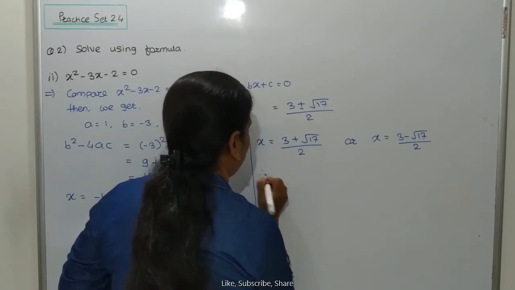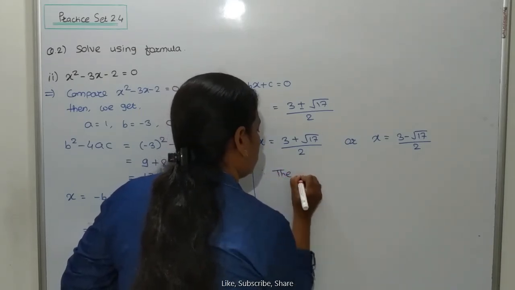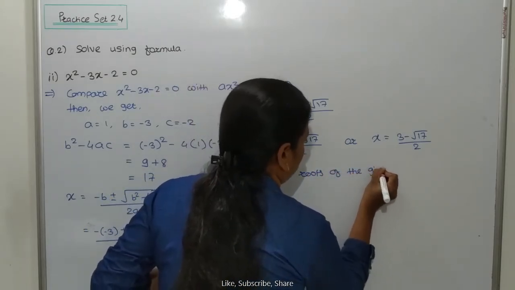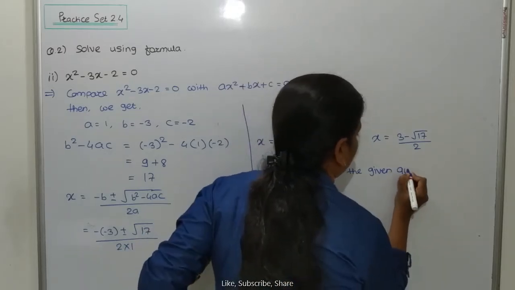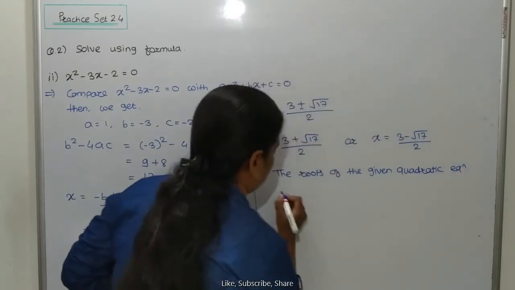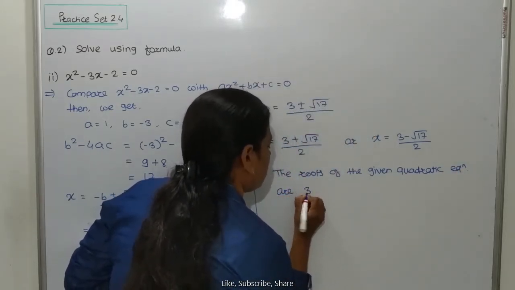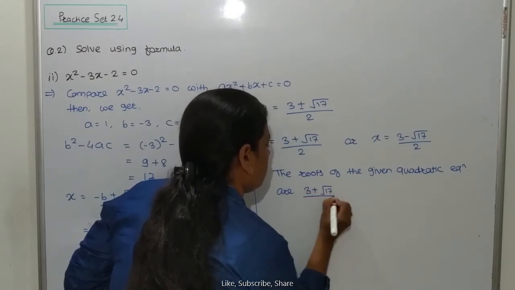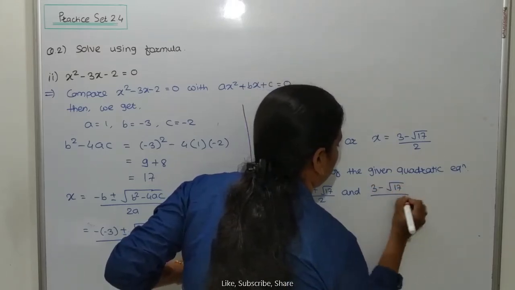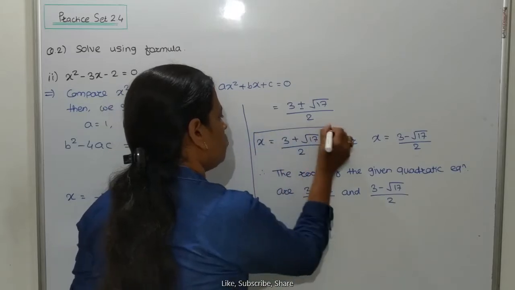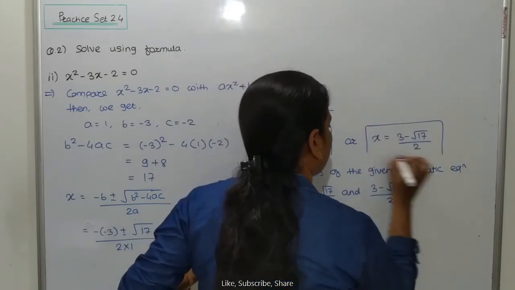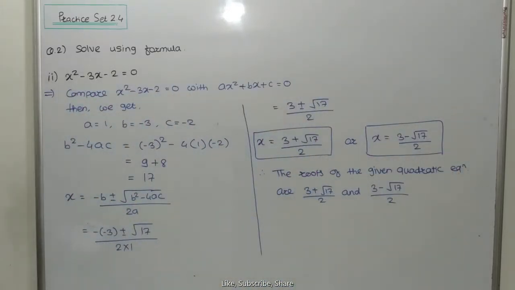Okay. So we have to take these as the roots of the given equation. So what we have to write? Therefore, the roots of the given quadratic equation are 3 plus root 17 upon 2 and 3 minus root 17 upon 2. Clear? These are the roots of your given quadratic equation. If you want to write this, take a screenshot of it.